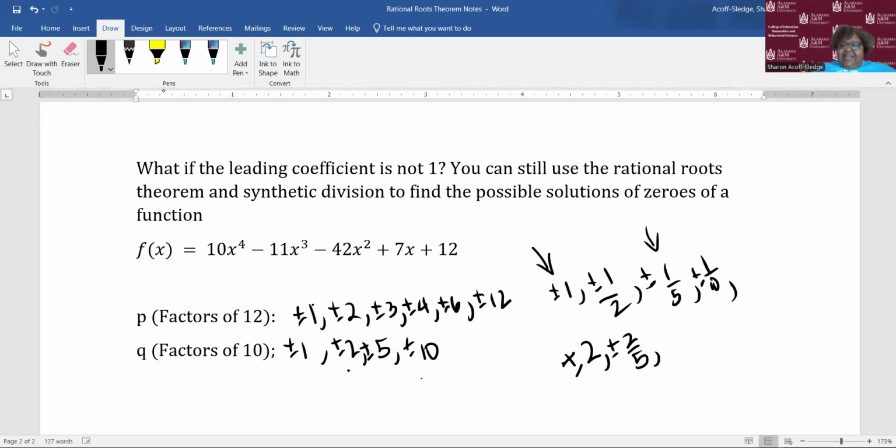Now we go to 3. So it's not as bad as you think. So we got plus or minus 3 over 1, 3 over 2, 3 over 5, and 3 over 10. And you continue with all of these until you get to 12 and get all your possible roots. Okay? Now, when you simplify, if it's a number that you already have up here, don't write it again.